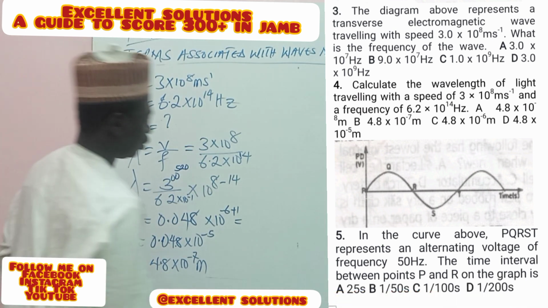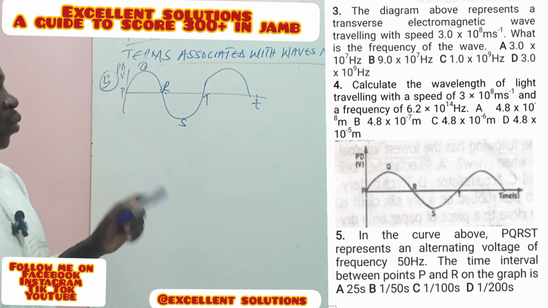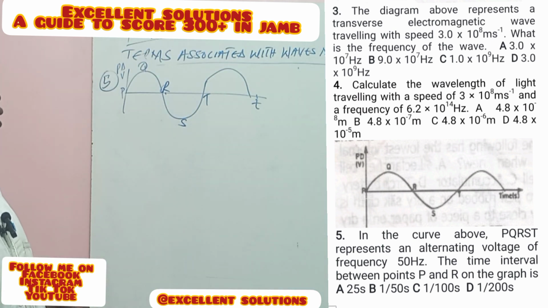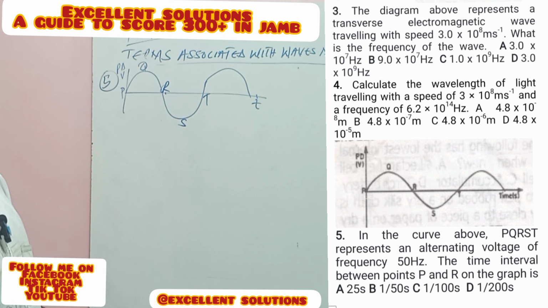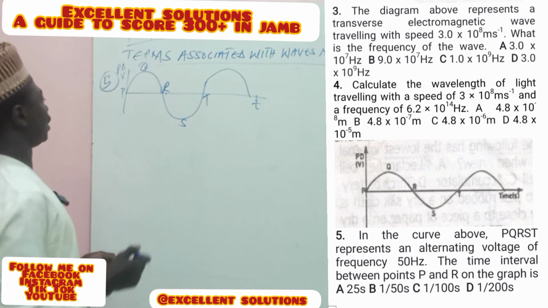and the answer is option B. The next question is question 5, and this question says in the curve above, PQRS represents an alternating voltage of frequency 50 Hz. The time interval between point P and R on the graph is, so we look at this.